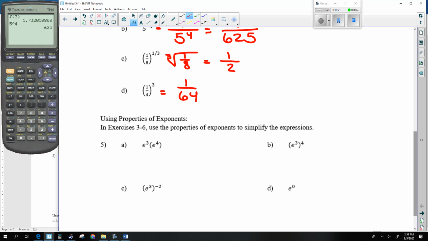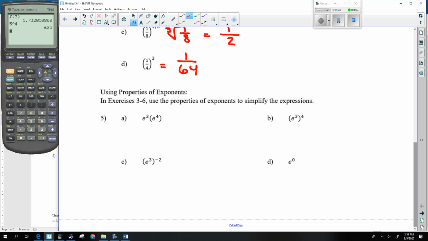Okay. This bottom problem, number 5, is all about what I was kind of explaining about adding, subtracting, multiplying. So here we have a multiplication. E to the 3 times e to the 4. Multiplication implies addition. Part B, we have a power to a power, a 3 to the 4th. Pow, pow, multiply now. Same with letter C, power to a power, pow, pow, multiply now.